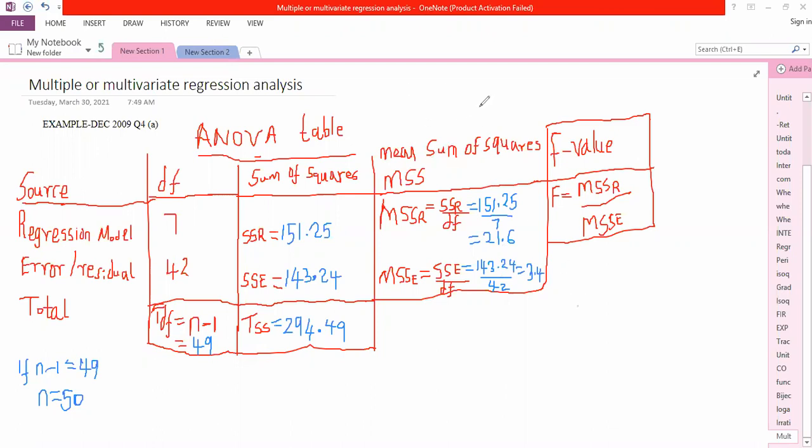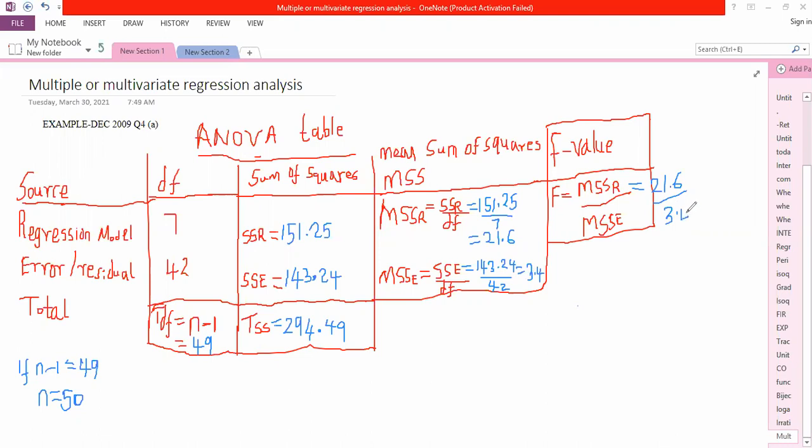As the mean sum of squares due to the residue. Now our F value can be computed as the mean sum of squares due to the regression model, which is 21.6, divided by the mean sum of squares due to the error term, which is 3.4.